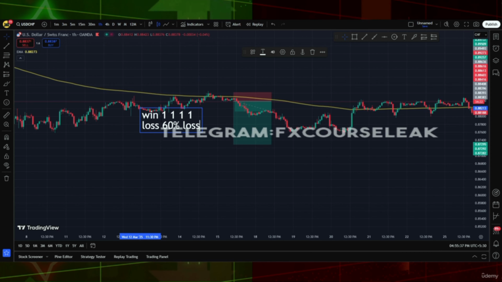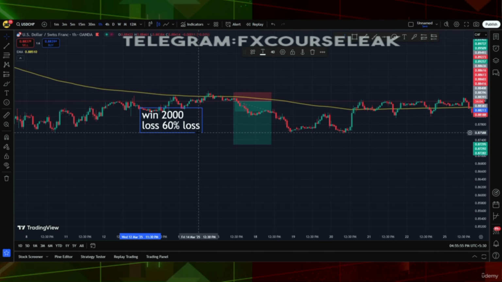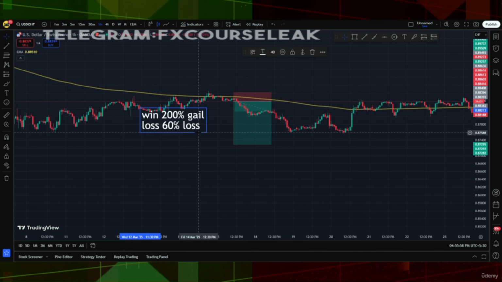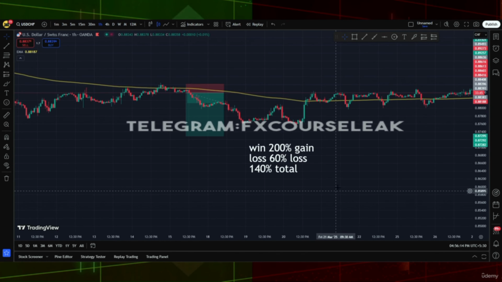We had 6 losers, so that's 60% loss. And we had 4 winners, that's 200% gain. So that is around 140% total gain with this strategy.